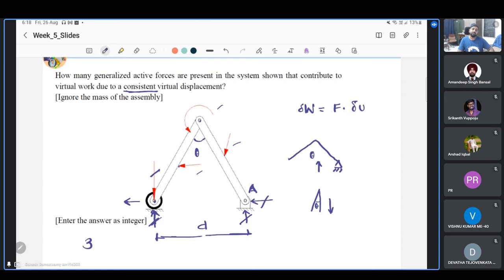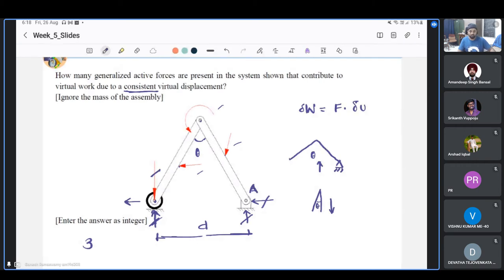Why is this necessary? When we look at a system, we should be able to identify what are the active forces in that system which will actually contribute to virtual work. This way we can write the virtual work equation with fewer unknowns and not introduce redundant quantities which are not actually required there. This is the idea behind that. Okay.